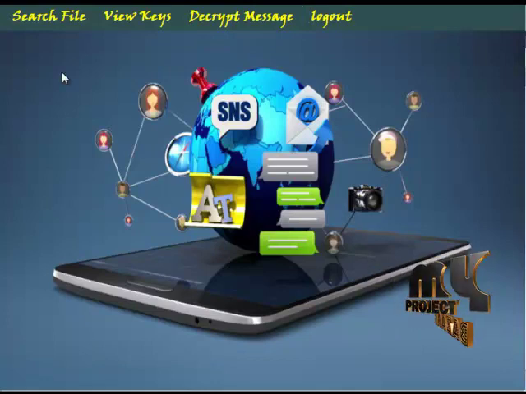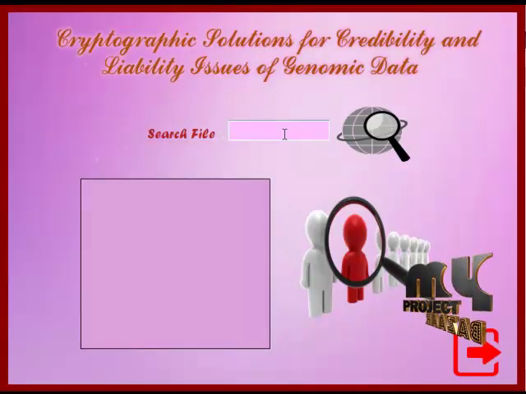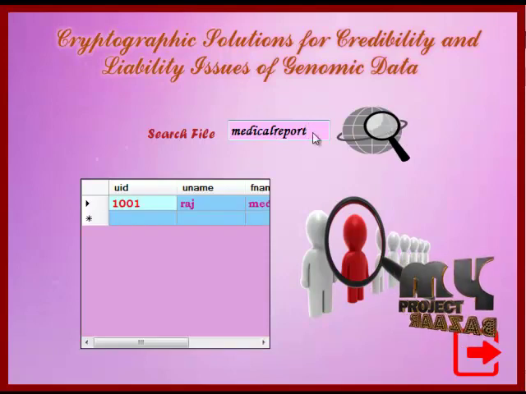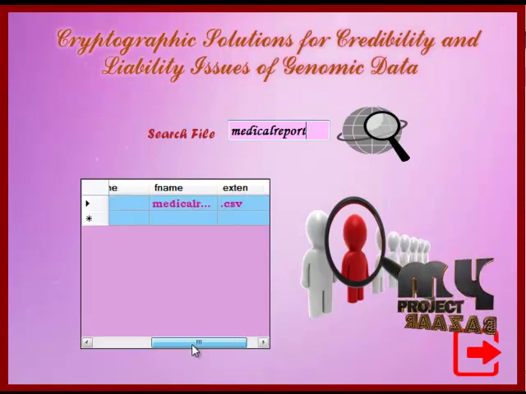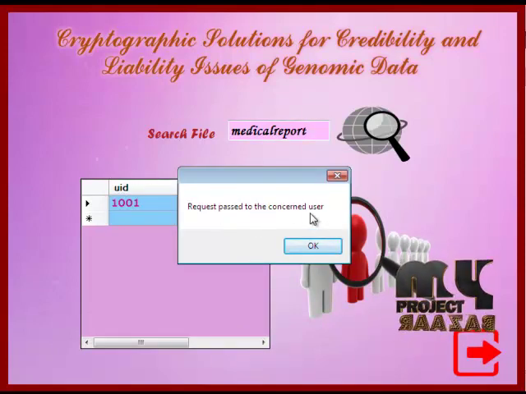Now the service provider logs in and views his or her private key and public key. Next, in order to do the research process, the service provider needs medical reports from different users. So he or she searches for the medical reports. Once a search operation is performed, it is shown that this user ID has uploaded a medical report, and now this request is passed for the medical report to the concerned user.